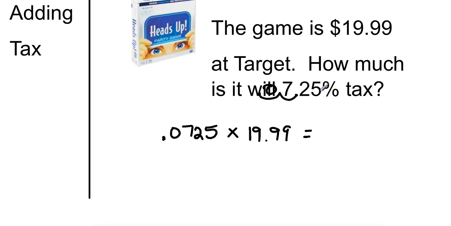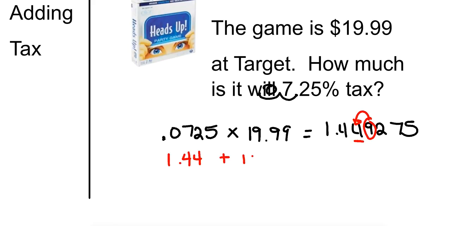In this case, we get a big number, 1.449275. Again, we really don't care. We only care to the hundredths place. The 9 tells the 4 to go to a 5. So now we are going to take $1.44 and we need to add $19.99. We add our tax. So if I take $1.44 plus my $19.99, I get this to be $21.43.